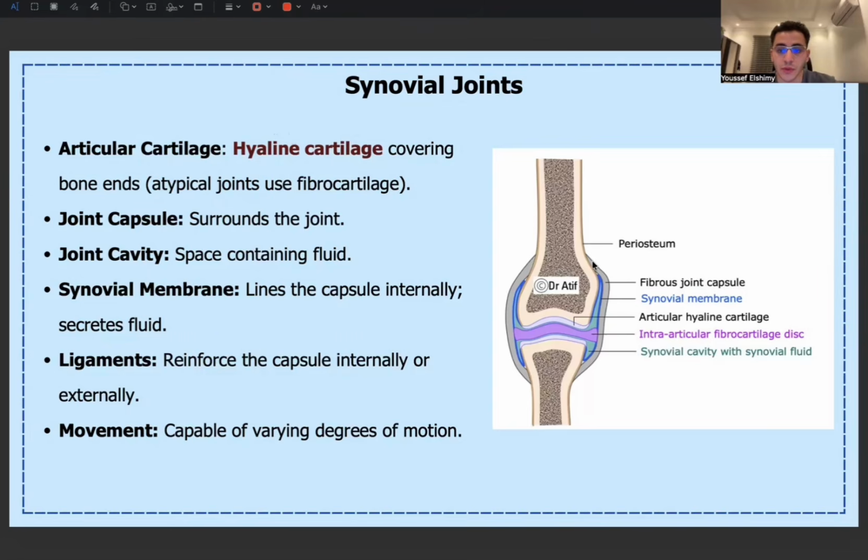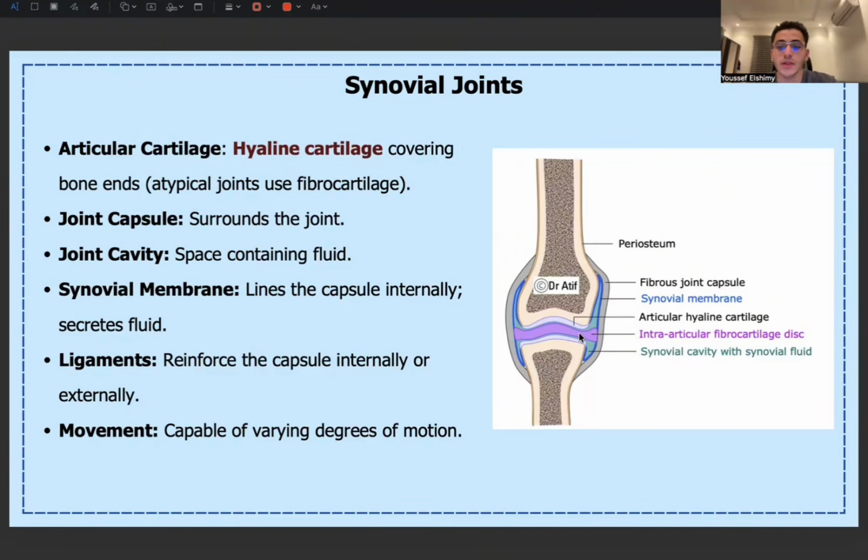Then we have the joint capsule, which surrounds the joint. As you can see, this is a fibrous layer that surrounds the joint, forming the joint capsule. And whenever we have a capsule, we have a space inside. So we have the joint cavity, which is the space that contains the synovial fluid. Okay, so how is the synovial fluid made? It is made by the synovial membrane, which is the blue layer lining the internal capsule, as you can see. And this is responsible for secreting the synovial fluid.